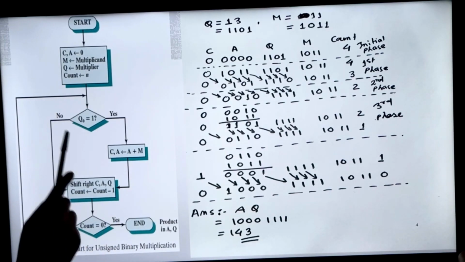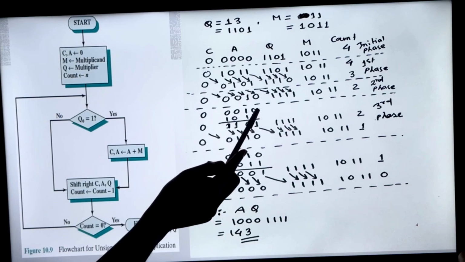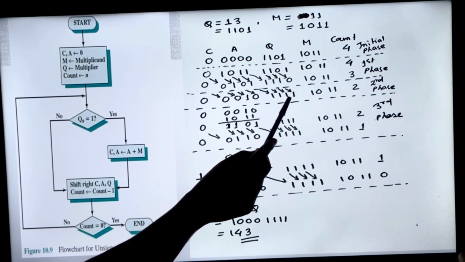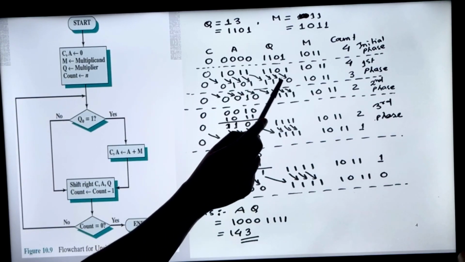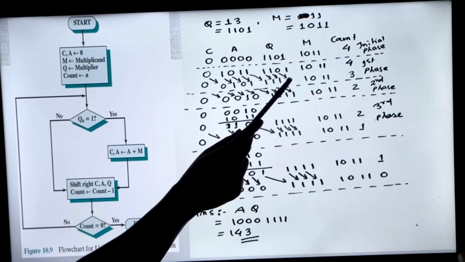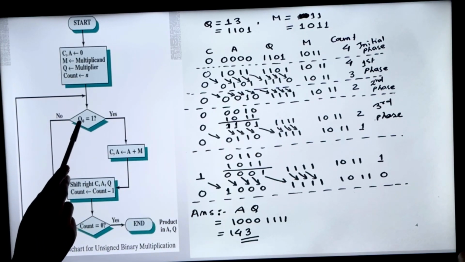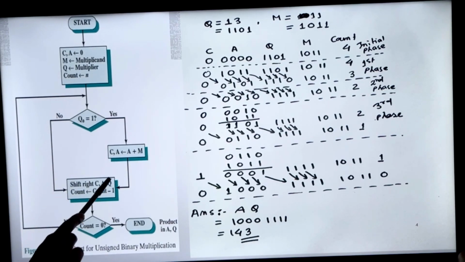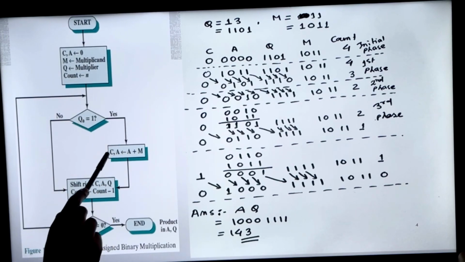Understood that? Now again I will check here. What is my Q naught? What is my current Q naught after shifting? Sorry, the current Q naught is 0. Right? If it is 0, then what will we do? See, whether my Q naught is 1 or not. No, it's not 1. So if it is not 1, I will directly shift the CAQ. I won't perform any arithmetic in between. If it is yes, then only I will do arithmetic, right?